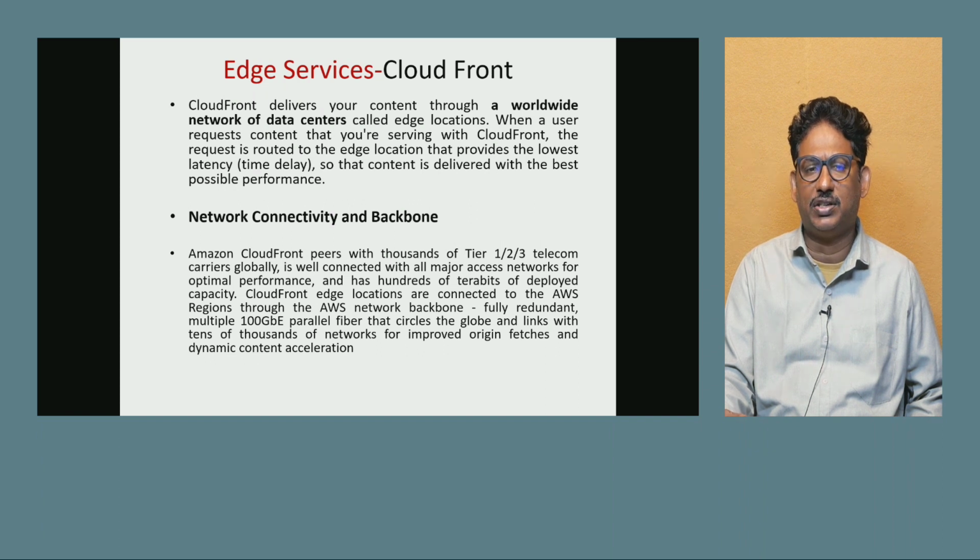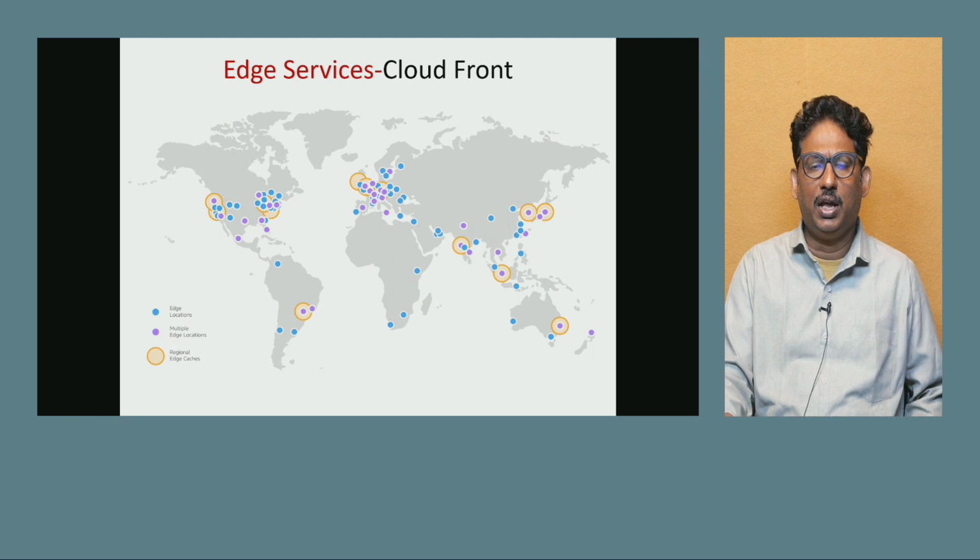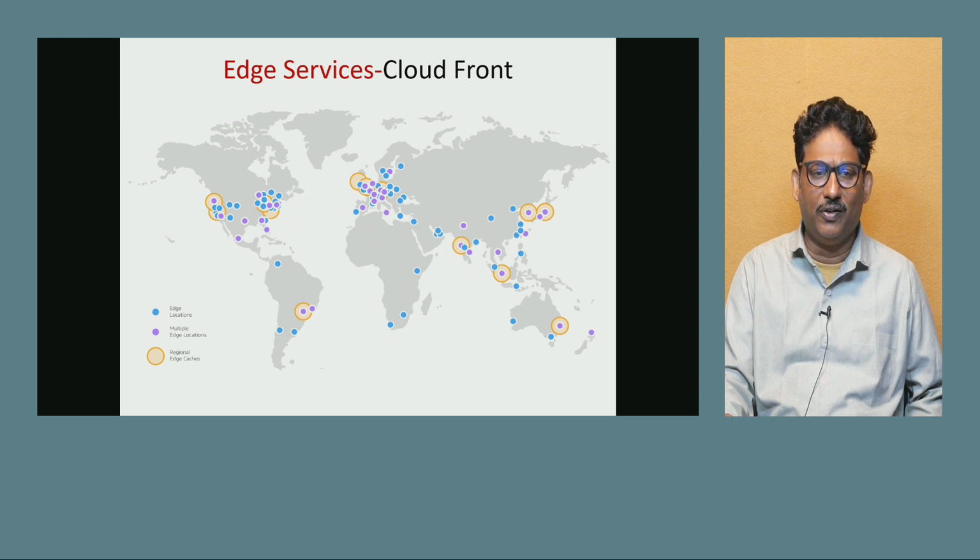So, it is going to fetch different networks as they are of the different dynamic acceleration points. Next, in this figure you can observe the edge locations, the multiple edge locations, and the regional edge caches. The circles all over the world in blue color you can identify as the edge locations, with violet color as the multiple edge locations, and with orange color as the regional edge cache.